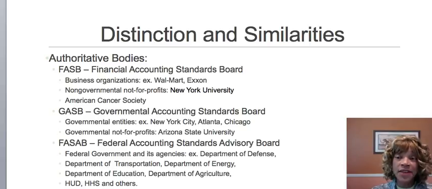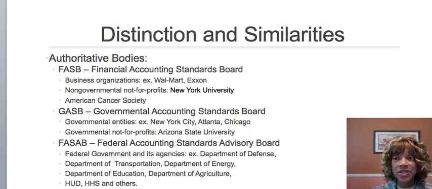Now let's turn our attention to the governing boards that oversee the accounting and reporting standards for governmental and not-for-profit entities. One authoritative body also administers both businesses and non-governmental not-for-profits. Recall that the U.S. government was constitutionally created in 1789. However, greater than 200 years passed before Congress established an act that allowed the federal government to create an accounting system that would provide timely, accurate, and audited financial information.